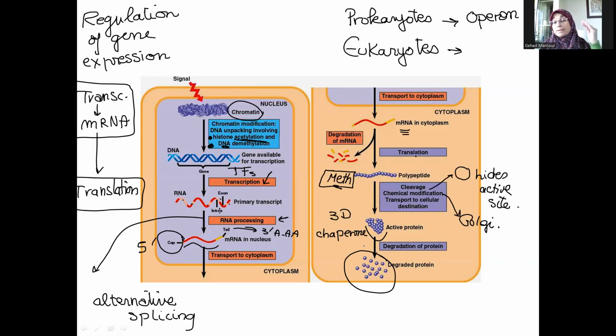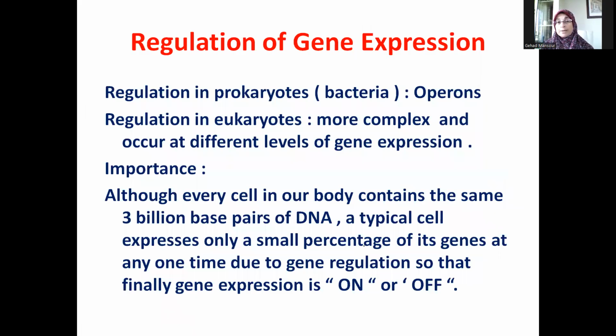At any of these, or at each of these levels of gene expression, the cell can control the process by allowing it or by inhibiting it. So as we said, the regulation of gene expression in prokaryotes occurs through operons, but in eukaryotes, which are more complex, the process of regulation, of course, is much more complex, and the complexity here comes from the very numerous levels of gene expression, and at every level we can have a tool or a way to regulate that level or that step.